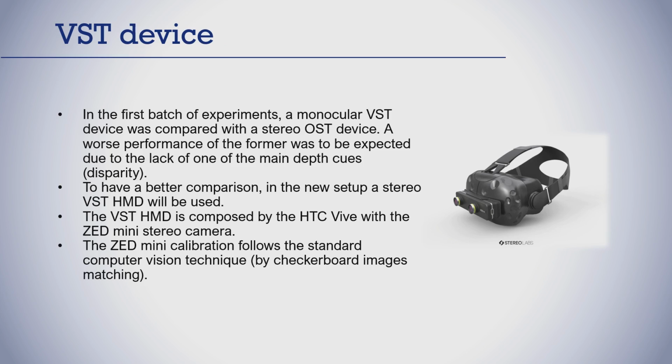For the video see-through device, originally we were using the Google Cardboard, which is basically a smartphone placed on a headset, which is basically only a pair of lenses which splits the video feed from the camera behind the smartphone. This time we are going to use the Vive headset together with the same camera that was in the mannequin, the ZED Mini. And also in this case I calibrated the ZED Mini in the same way with checkerboards, like in standard computer vision.